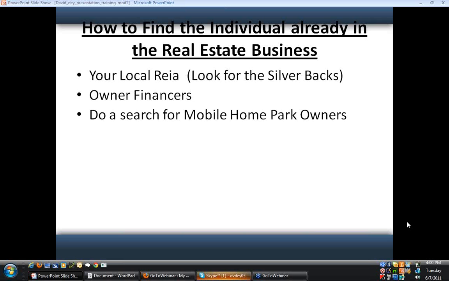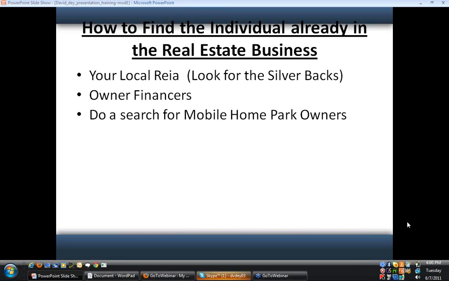This is something you will not hear anywhere else. For real estate professionals, there's no better source for private money. I have converted more mobile home park owners into private lenders than probably almost any other category. And the reason why is this. Number one, mobile home park owners understand the power of real estate. They're investing in true real estate for cash flow, which brings me to the second part. Mobile home park owners understand cash flow.